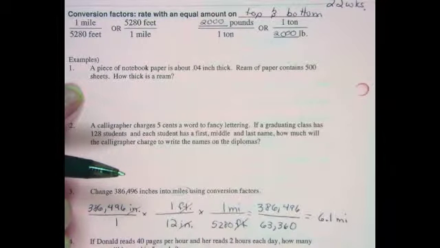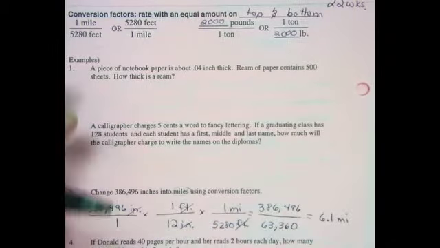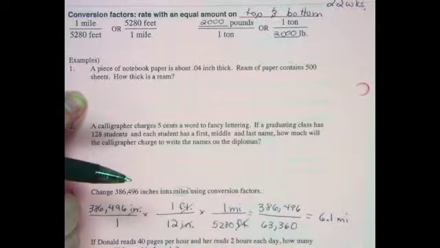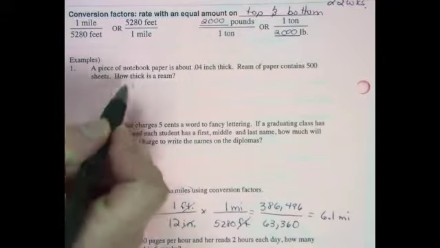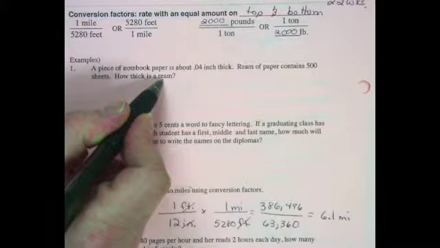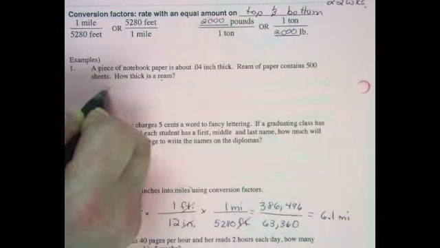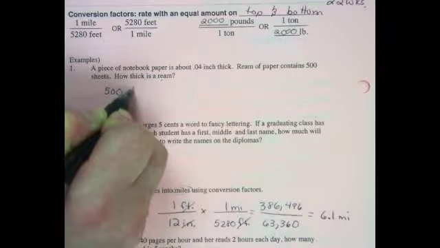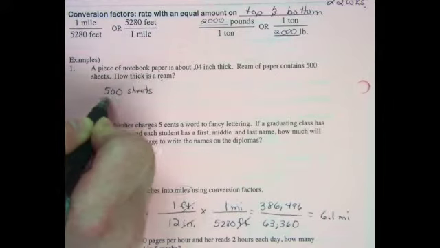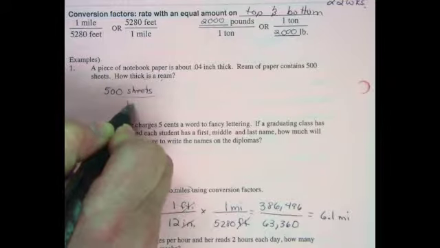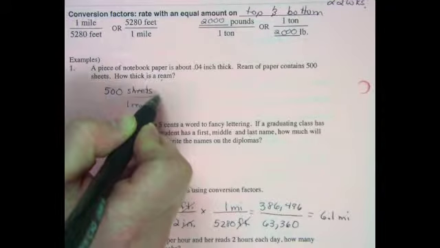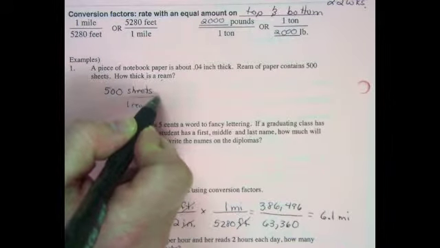How thick is that ream? Well, I'm going to start the same way I started this one. Take what I know, what they've given me, and let's try to convert it into what we need. It wants to know how thick is a ream. It told us that a ream was 500 sheets, so I'm going to start off with 500 sheets of paper. And if I wanted to, I could write that over one ream, because that's what a ream is, a collection of paper.